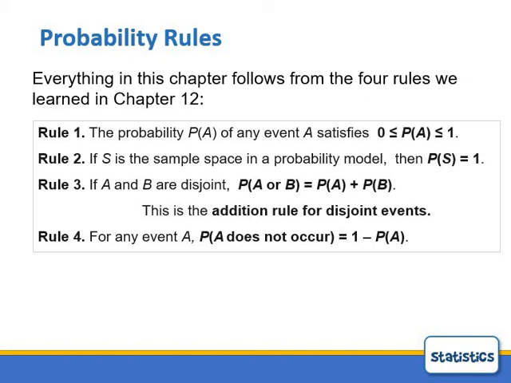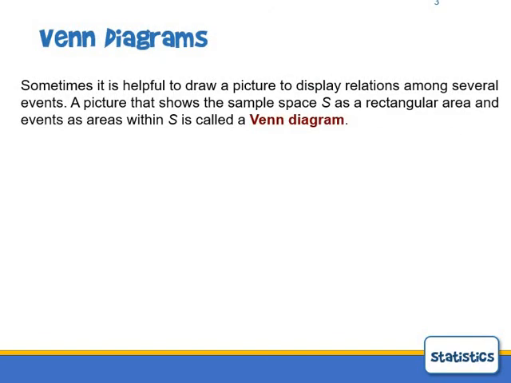The probability of the sample space is 1 because something in the sample space must occur. If A and B are disjoint or mutually exclusive, meaning they cannot occur at the same time, then you can find the probability of A or B just by adding the separate probabilities. We call this the addition rule for disjoint events. And because A and not A are mutually exclusive, either A happens or A doesn't, when we add those we should get 1, so the probability that A does not occur is 1 minus the probability of A. Those are the things we carry in from the previous chapter.